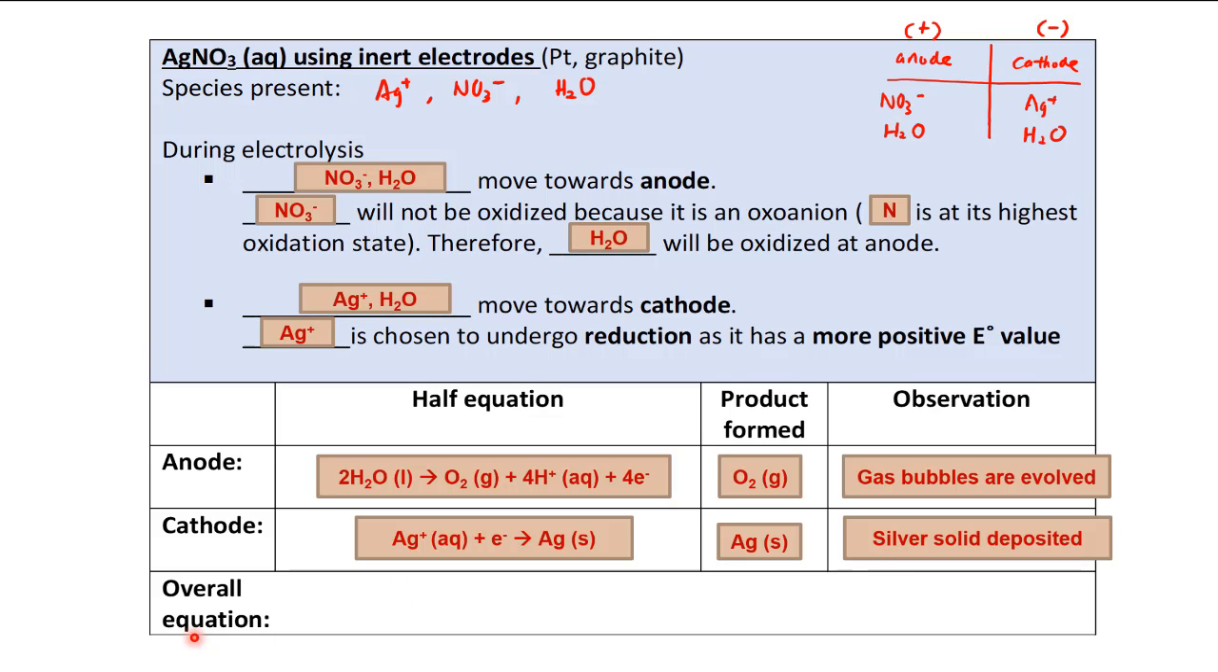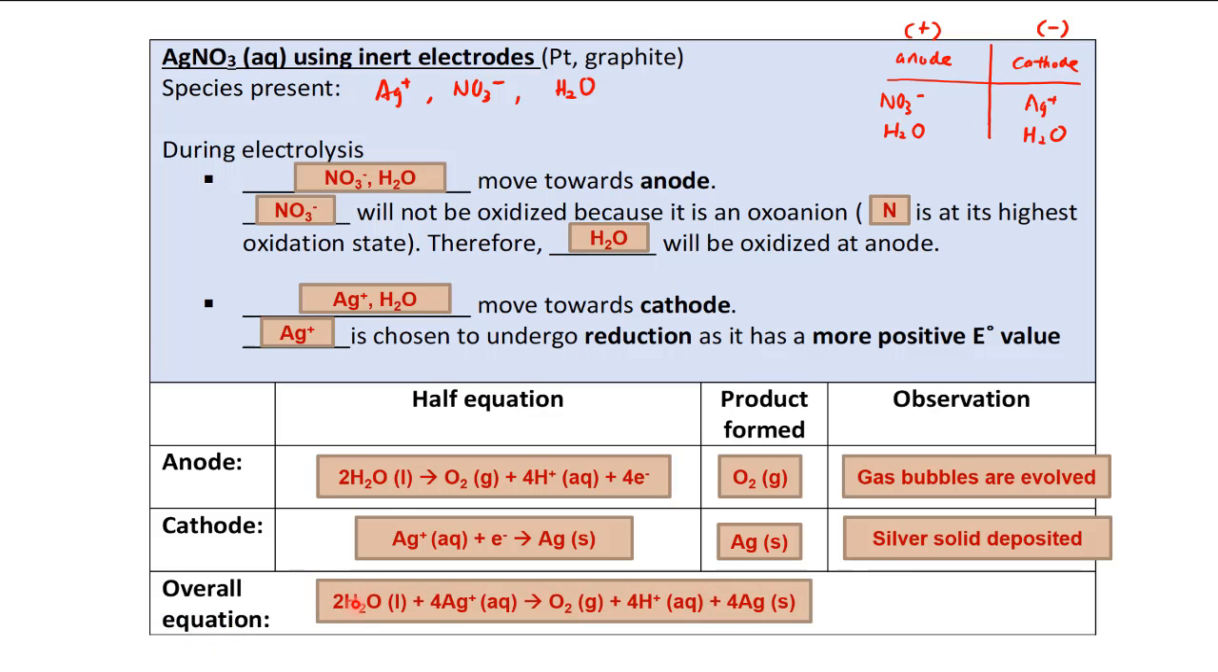And then you have the overall equation. Just add up both of these. But don't forget that for the cathode, the one for silver, we need to multiply by 4, so the number of electrons will be the same. And then you just cancel off.